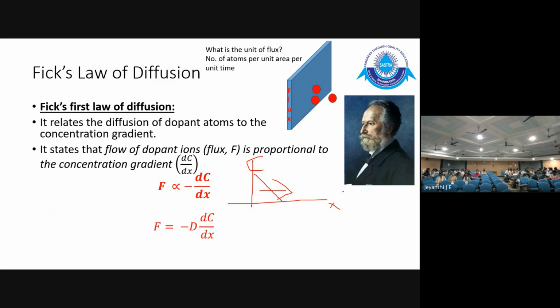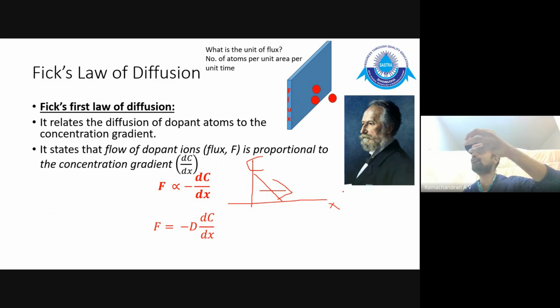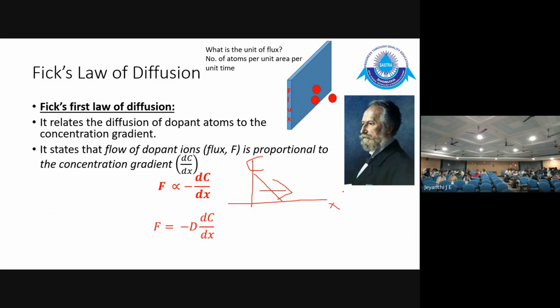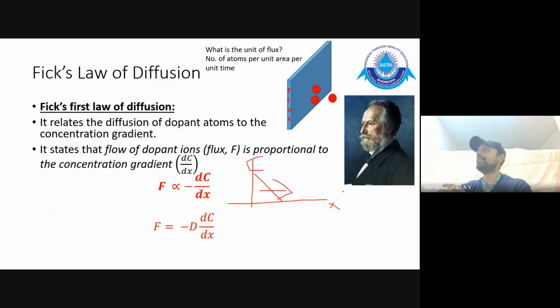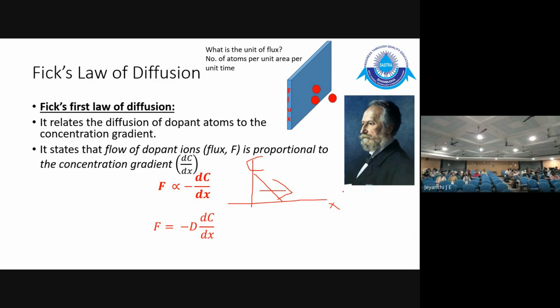Okay. So what does diffusivity mean? How freely the dopant atom can move in the silicon. If it is germanium, diffusivity will change. If it is gallium arsenide, it's a different material, diffusivity will change. So diffusivity is a material property. Diffusivity tells you how freely the dopant atom, foreign element, can move in the wafer, in your substrate. Make sense?